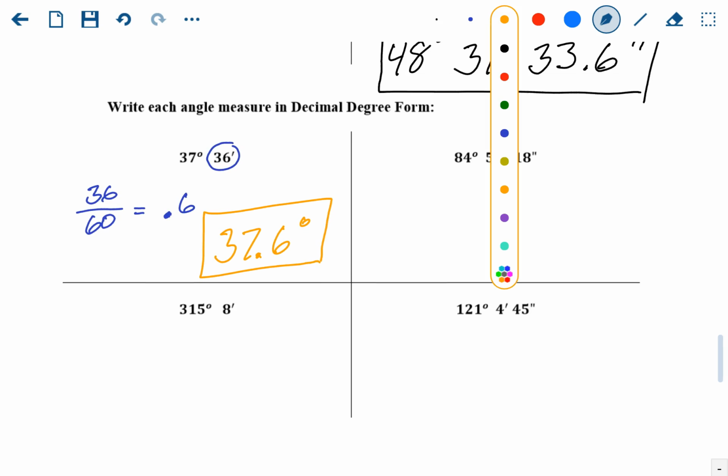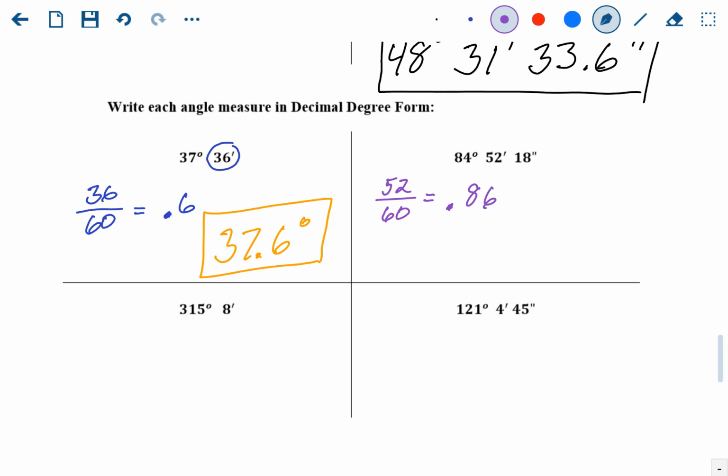The next one, the last one I'll do, 84 degrees, 52 minutes, 18 seconds. Take the 52 minutes, divide by 60. Write down that decimal. Now this is a repeating decimal. We don't have to go out too far. I'm just going to say 0.867.